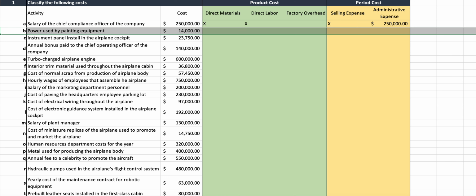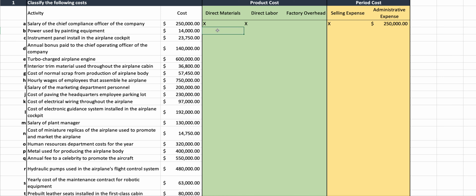Let's go on to the second one, power used by painting equipment. So we know that that's not a direct material. And when we're talking about power, we're talking about electricity. So it's not a direct labor. I'm going to say that that's probably a factory overhead because we are painting the aircraft. And let me say, I forgot to tell you what kind of company this is. This is a company that produces aircraft. So the power used or the electricity used by the painting equipment would actually be in our factory overhead. So I'm going to go ahead and grab that.